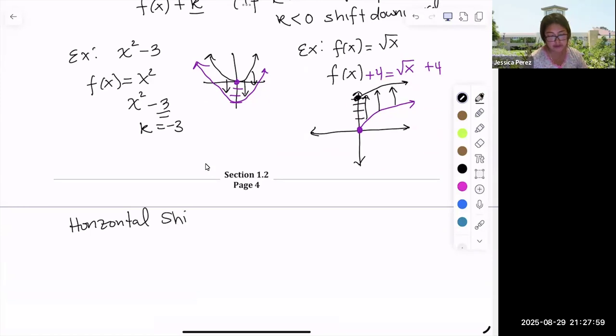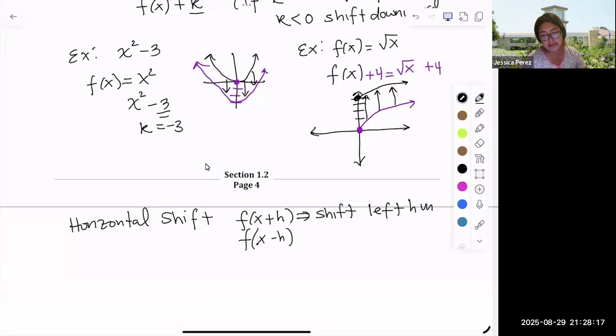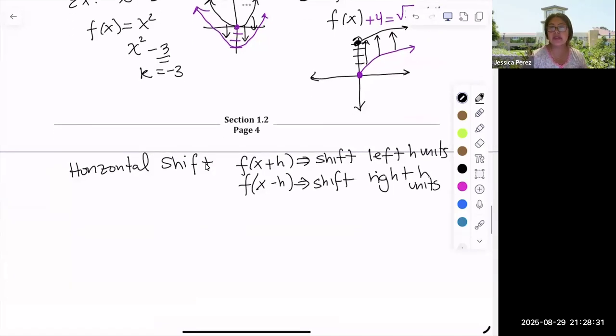A horizontal shift means that when you have f of x plus h or f of x minus h, here you're going to shift to the left h units, and you're going to shift right h units. So it matters if it's a plus or minus.